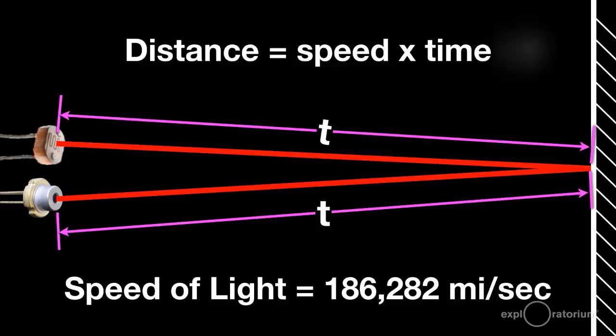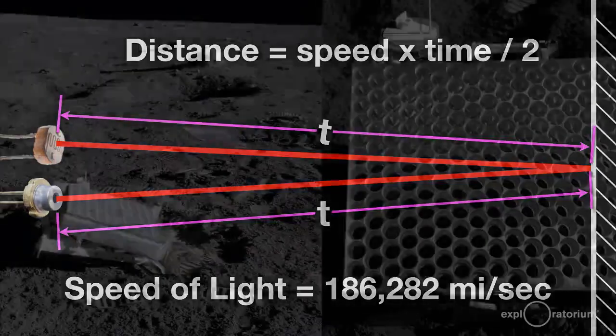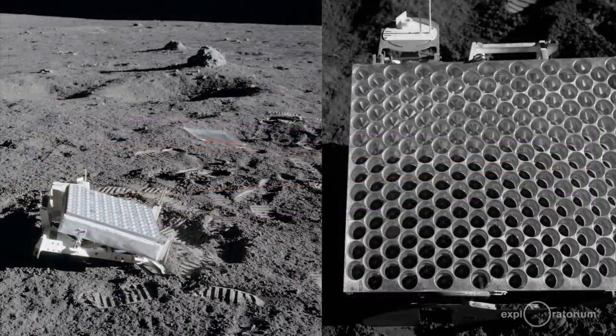So the distance is actually half of that factor that you multiply speed times time, because you can see there's a to and from. Now, on the moon, the Apollo astronauts left some very special reflectors. Here you can see on the left-hand side the whole reflector, and a little close-up on the right-hand side. It's not large either. You can see the footprints.